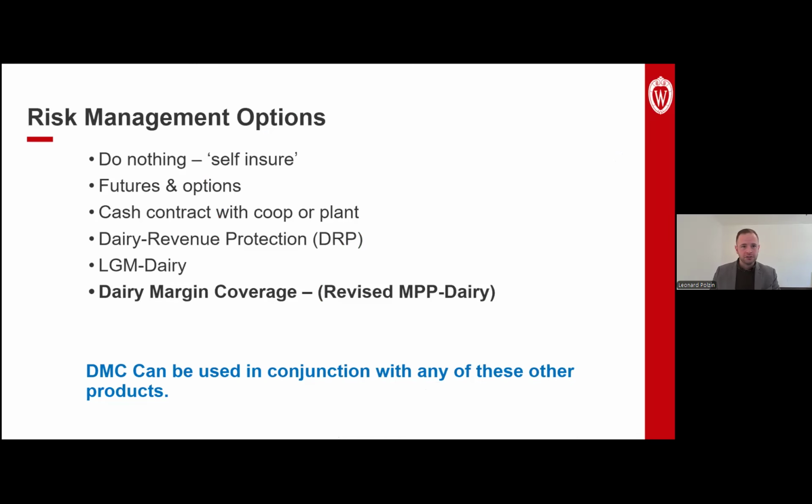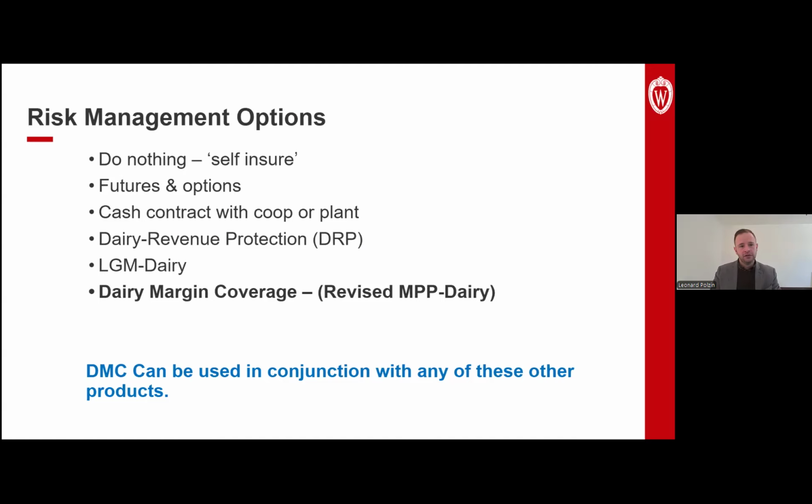So if you're looking to do any sort of price risk management or risk management in general, it doesn't have to be price risk management. It could be a myriad of risks that you're trying to offset. This is what the standard list is of what we think about, right? You can do nothing. You can self-insure. And for some folks, that's a perfectly fine, reasonable, good choice, right? Say if you're a low debt operation, you have high equity, potentially you have high cash reserves. Maybe not doing something is an optimal choice, right? You can utilize futures and options contracts. You can cash contract with a co-op or a plant.